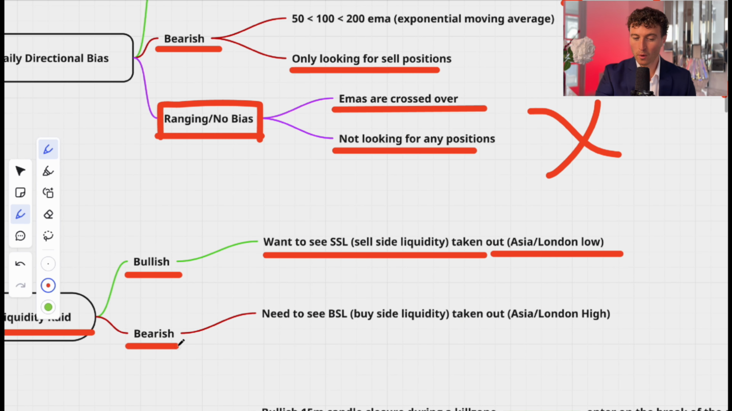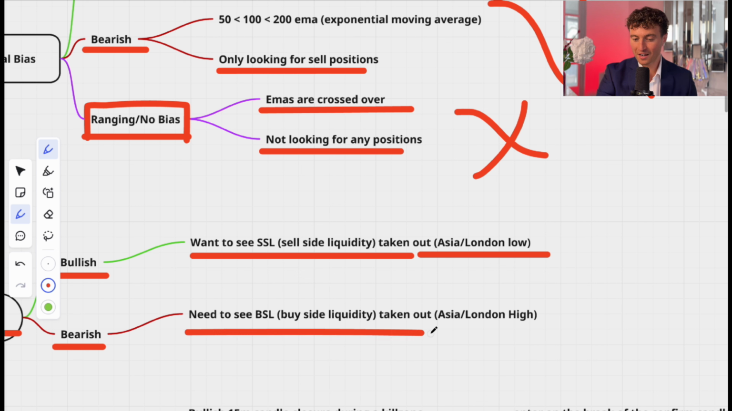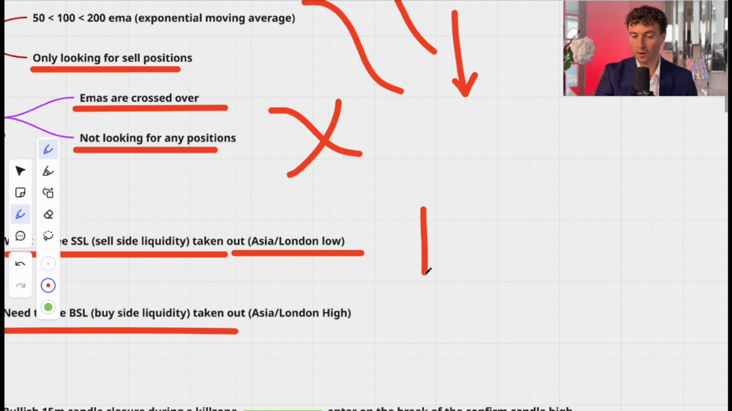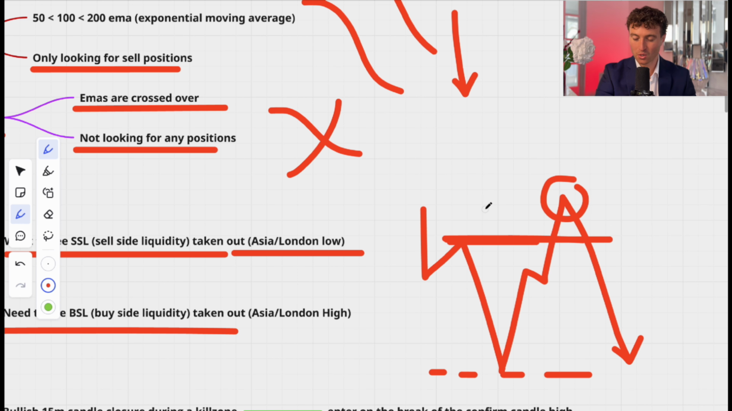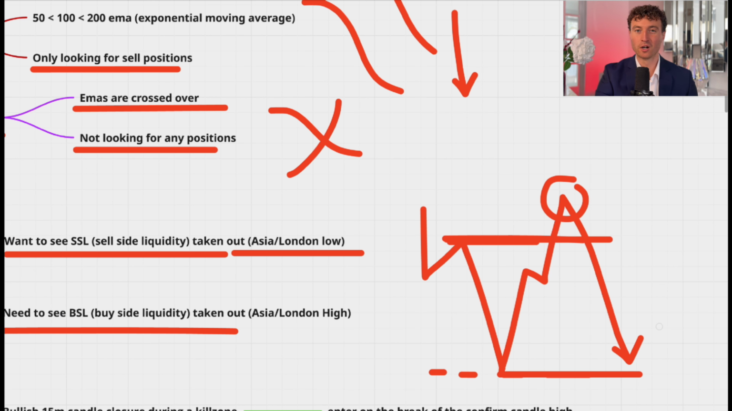Vice versa, let's say that we're bearish in the market. We need to see buy side liquidity taken out. This could be the Asia or London session high. And so if we are bearish in the market, let's say this is the London or Asia session high right here, then we need to see price trade higher before we can look at shorting this market right here. So a lot of dumb money in the market will be executing during this range right here. And then smart money would be looking at shorting this market once we've raided buy side liquidity, looking at targeting sell side liquidity to the downside right here.